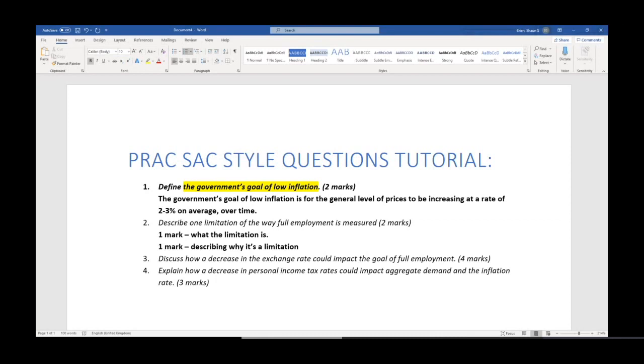So that's the first mark. So one limitation of full employment is that to be considered employed, you might only be working 1 hour per week. That's the first mark. The second mark comes from describing why that's a limitation.